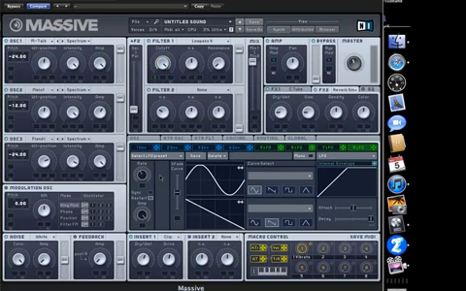Hopefully this is zoomed in enough on the Massive synth here that you can see all the moves that I'm doing. I'm just not saying every move, otherwise it would be quite a long video. I'm trying to keep them as short as I possibly can for you guys. Okay, so there's that one there.